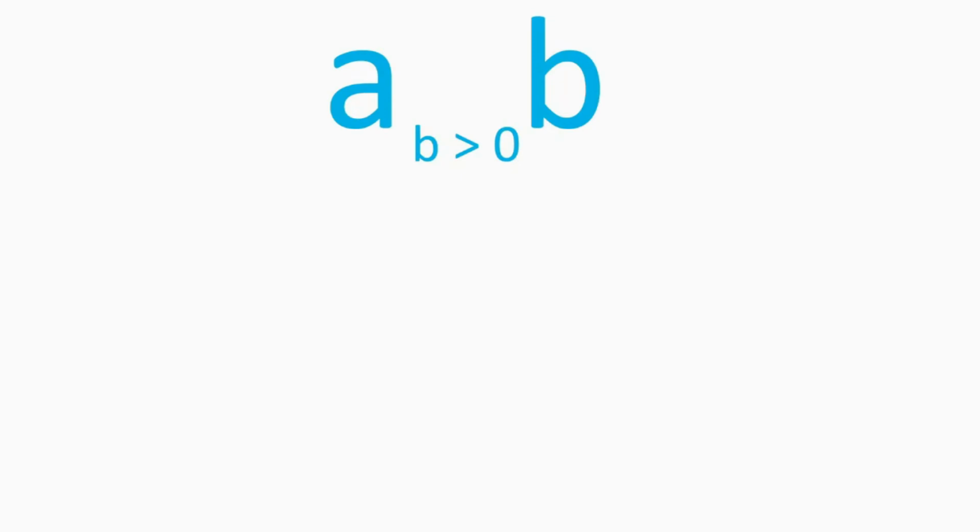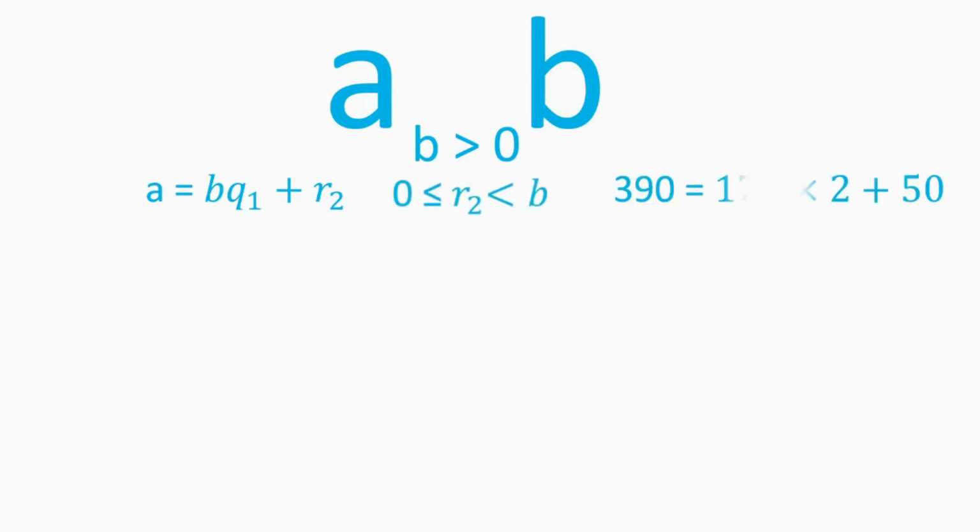The process of decomposition of numbers into prime factors often takes too much time. However, for a pair of integers, you can use Euclid's algorithm, which can be represented like this. Let a and b be integers, and b is greater than 0. We reuse the divisibility property like this. So, our a is 390 and b is 170.